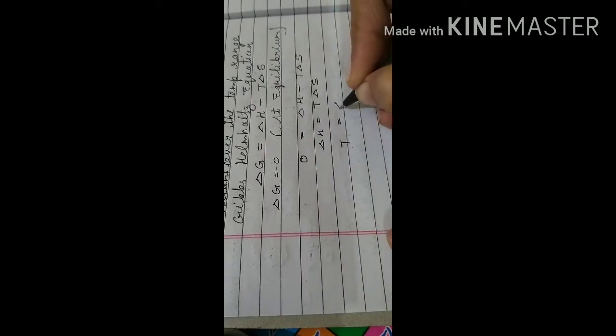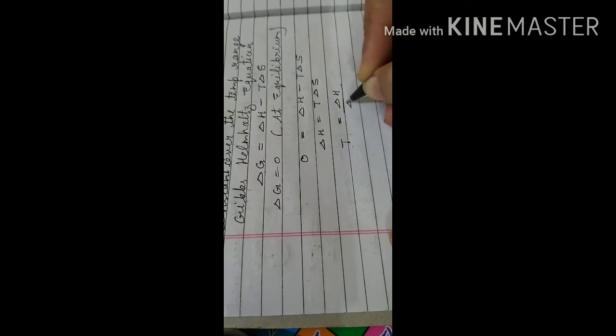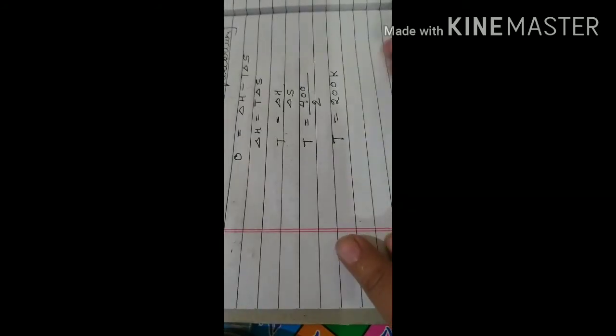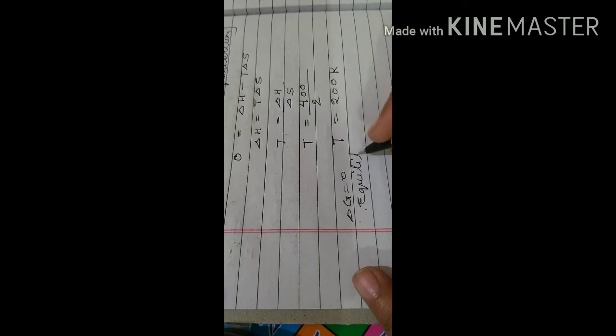So we get T equals delta H upon delta S. The value given is 400 upon 2, so when you divide it, you get T equal to 200 Kelvin. This temperature shows that delta G will be 0, which means this is the condition for equilibrium. But we have to find out when it will be spontaneous, and for spontaneous, delta G must be lesser than 0.